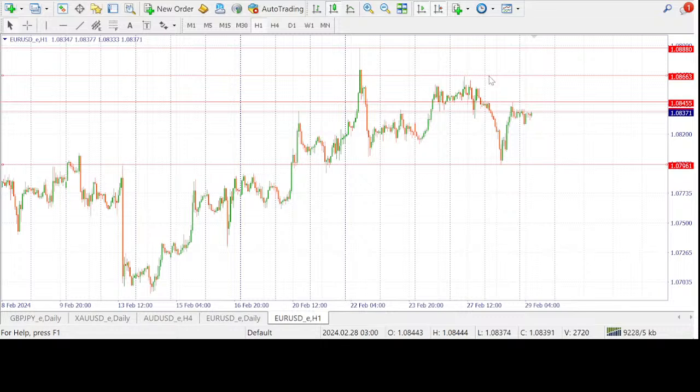This is the first target. Then the next target is 1.08880. So we have the first target here. Then the next target is this one. On the lower side, we do have this target, this line.